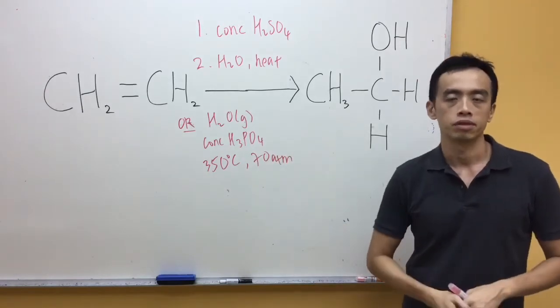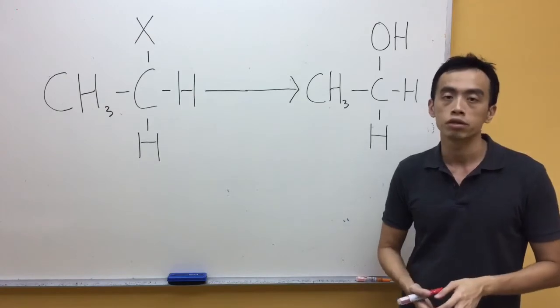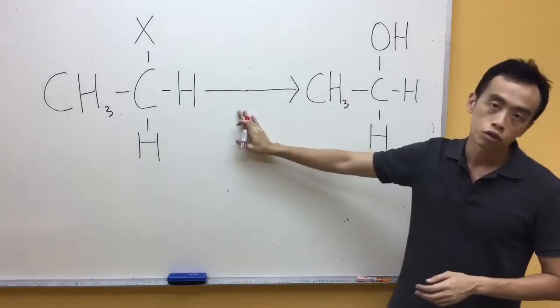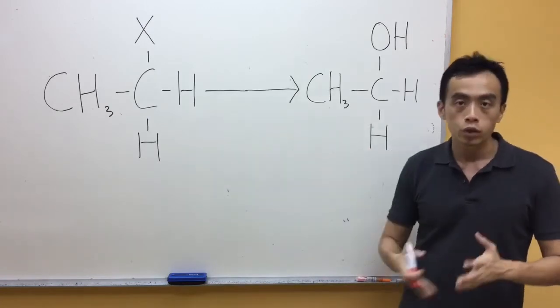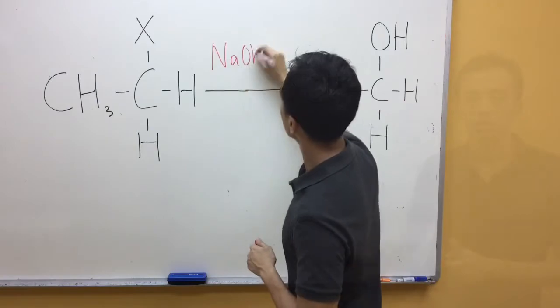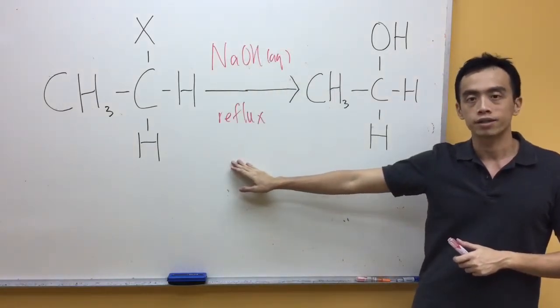Now the second preparation reaction involves the nucleophilic substitution of our halogenoalkane to an alcohol. So what's the reagents and conditions for this conversion? NaOH(aq), reflux. So again, this conversion is done via NaOH(aq), reflux.